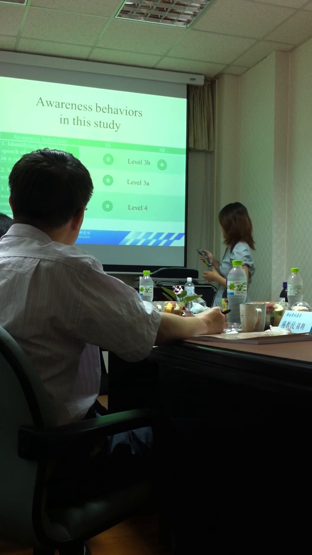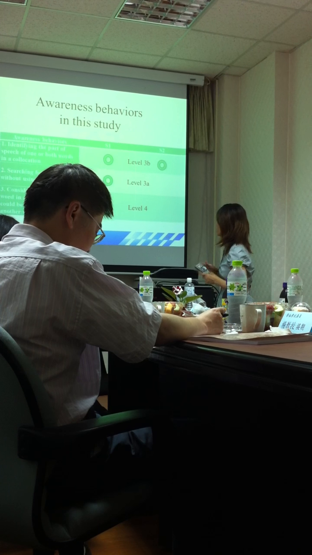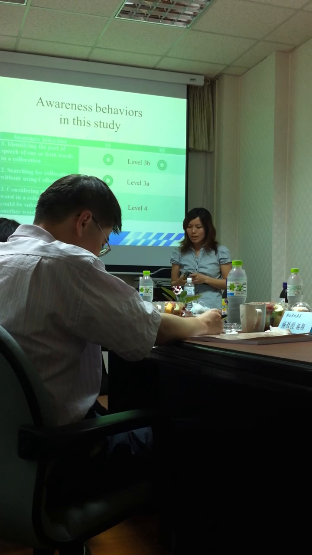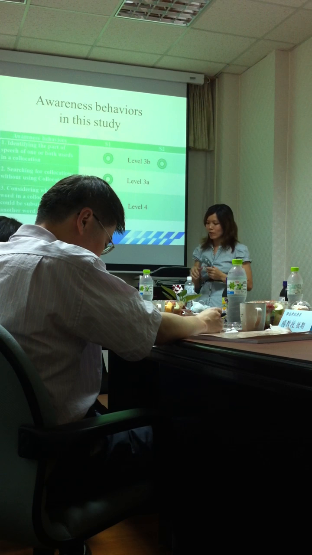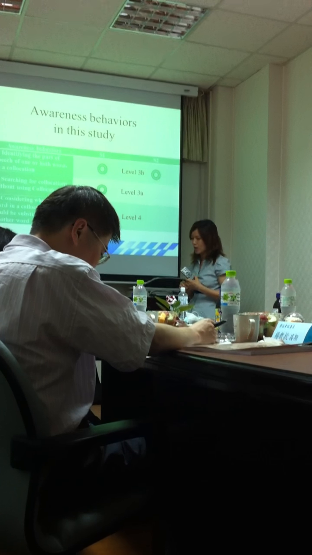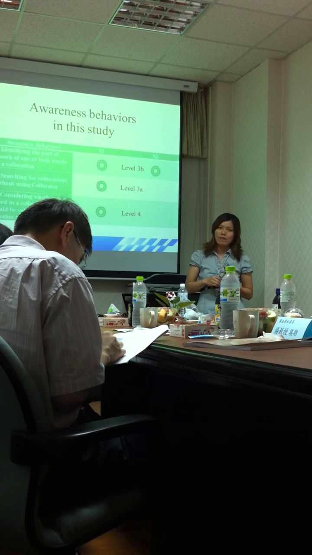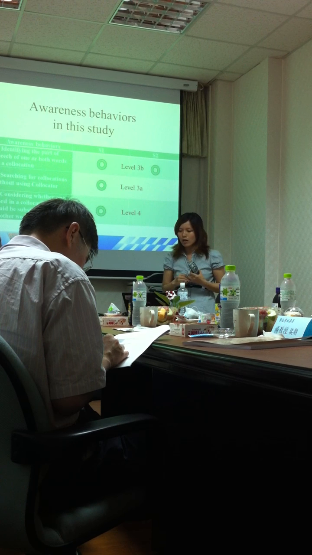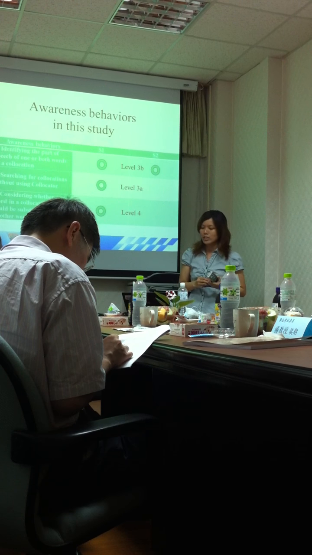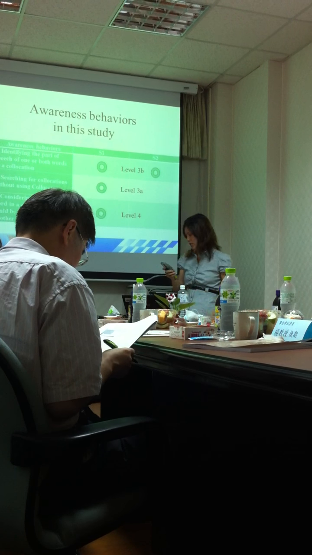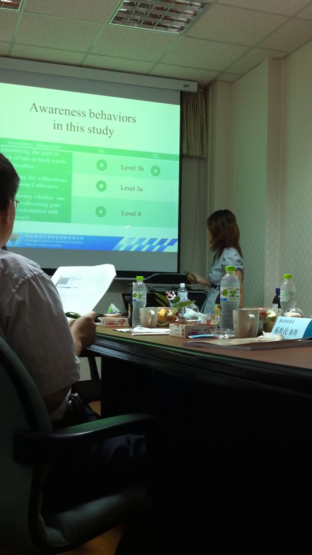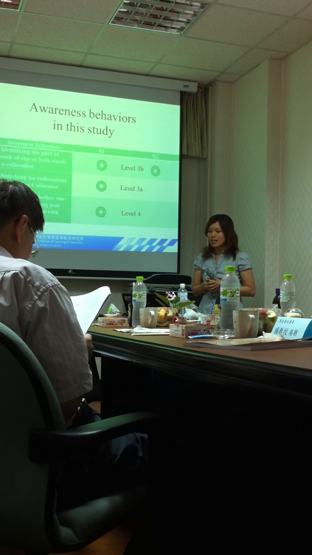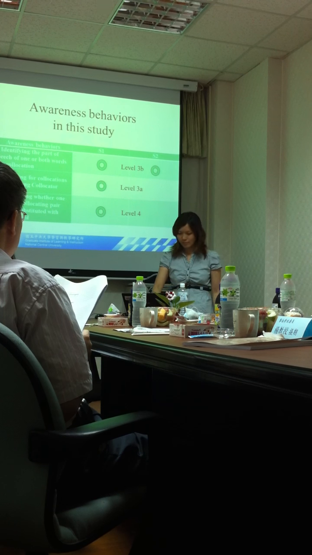And the second category can fit 3A, because the behaviors of searching for and guessing the possible collocations are behaviors that try to control or master what they know about collocation. And the third kind of category goes to level 4, because they try to critically analyze the words in a collocating pair.